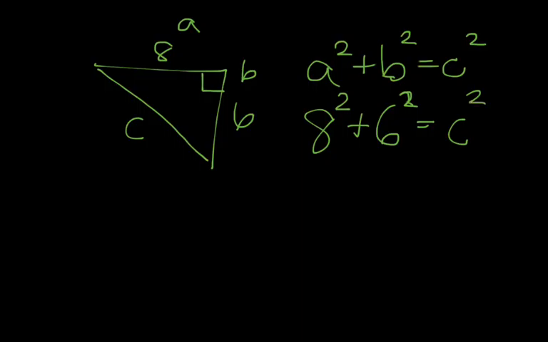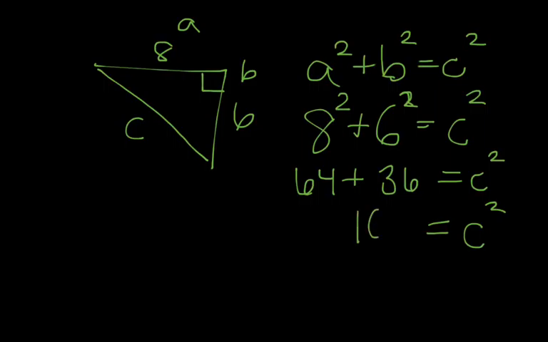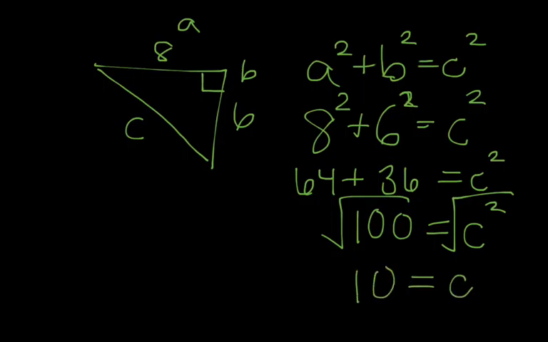So 8 squared is 64. 6 squared is 36. Don't know what C squared is. I don't want C squared, I want C. So in order to do that, I'm going to have to add together 64 plus 36, and I get 100. Okay, so we're not quite ready. We need to simplify that side. Now, I don't want C squared, I want C. The only way to get C is going to be to square root each side, and I get 10 equals C.